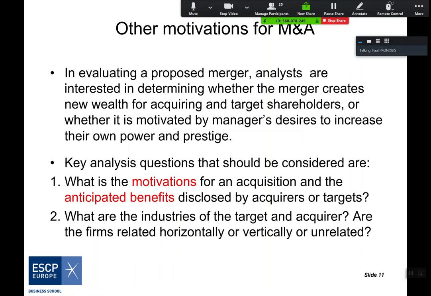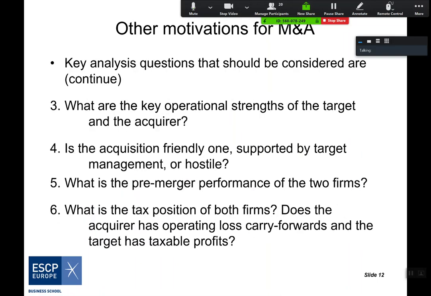So whether this is a horizontal merger across industries, or whether it's a vertical or unrelated merger, or a vertical merger within the same industry. Or it could be across the supply chain. So it could be that we're acquiring a supplier, and therefore we see benefits across the supply chain.